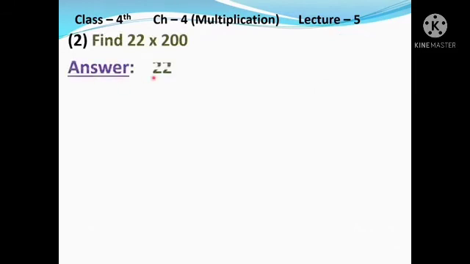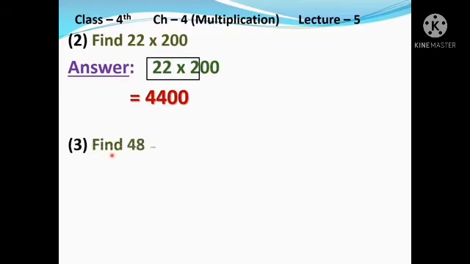Now question 2. Find 22 multiply 200. First multiply 22 by 2 and then place 2 zeros to the right side of the product. 22 multiply 2 equal to 44 and then place 2 zeros to the right side of the product. Clear? So write down equal to 4400. 22 multiply 200 equal to 4400.